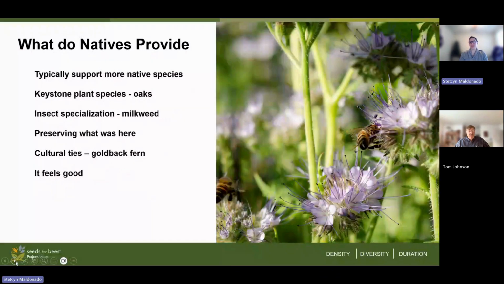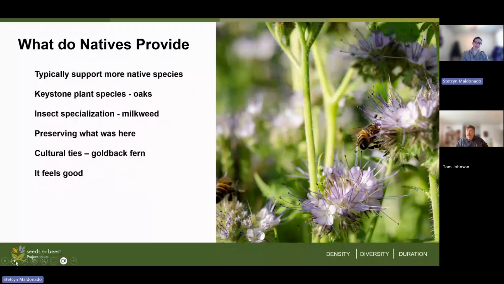So we're going to discuss why natives are so important and why people want them in the first place. In this picture, I have Lacy Phacelia, and Tom will be talking about the background and the history of Lacy Phacelia. This is one that we do have in our wildflower planting. We're now changing that over to the bee yard mix, and we're looking at adding that to one of our cover crops as well.